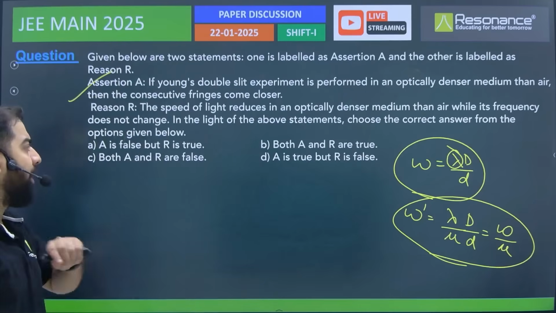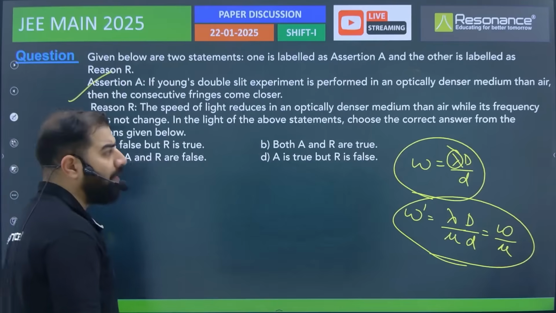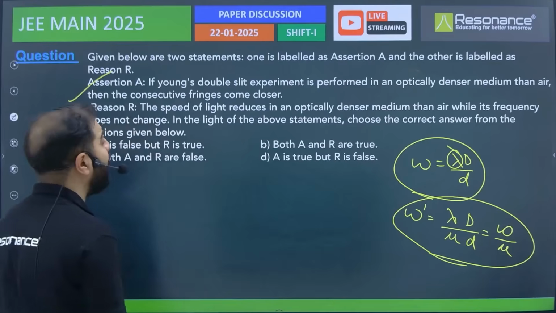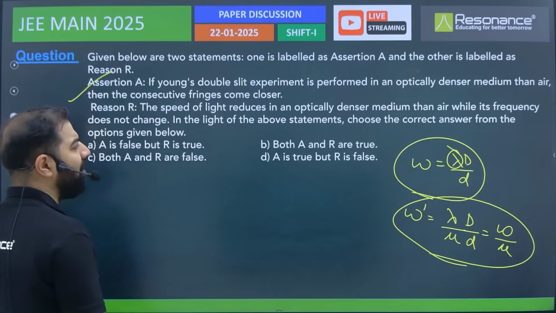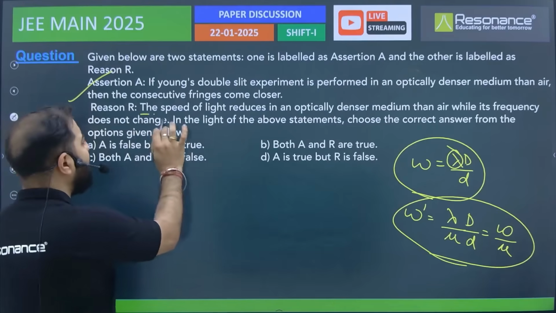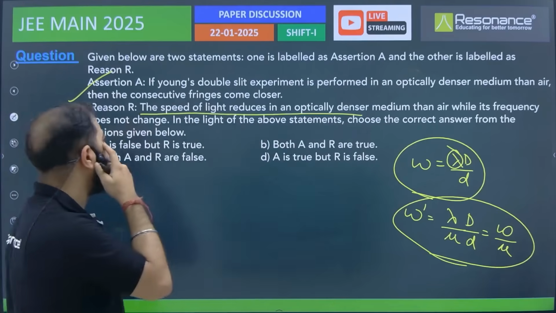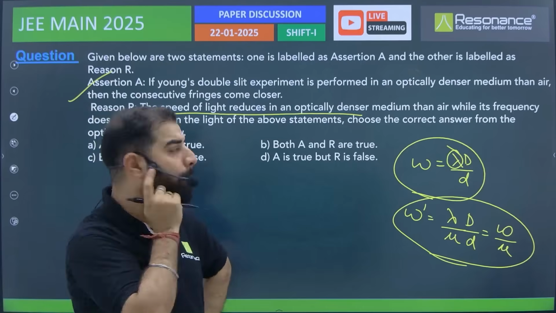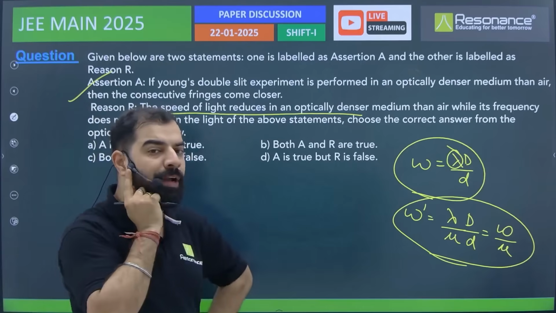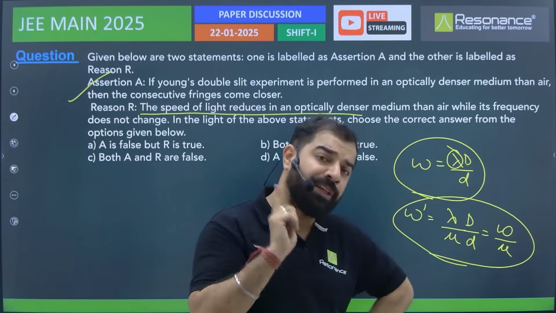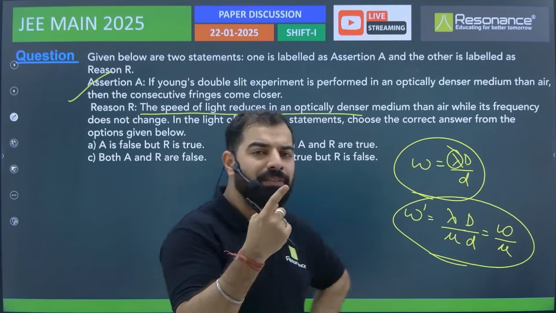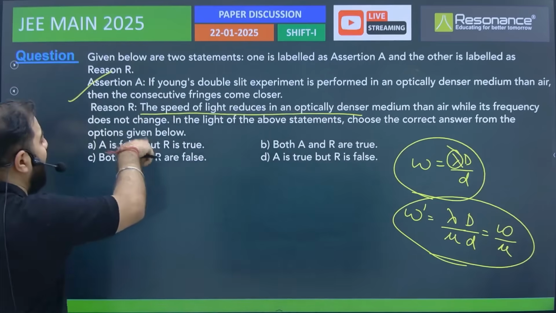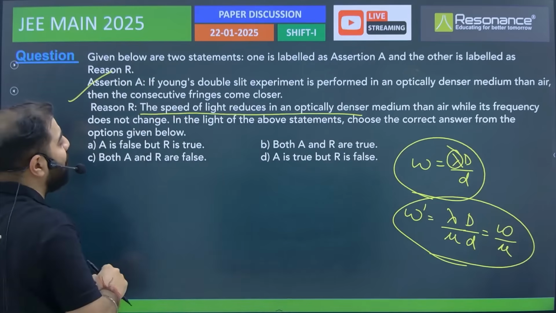Reason: the speed of light reduces in an optically denser medium than air, while its frequency does not change. This statement is also right, this really happens. In an optically denser medium the speed decreases, but the frequency doesn't change. But these two are independent statements. It's not that this is the reason for this.